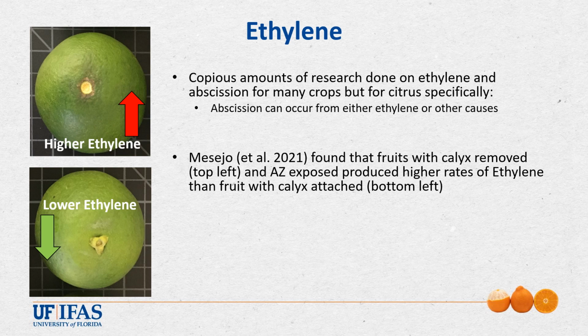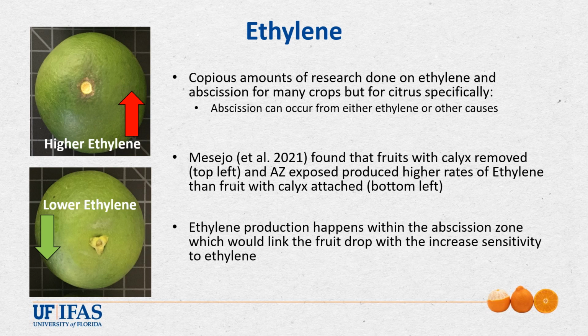A study done by Macejo in 2021 found that fruits that underwent a physiological abscission at AZC, shown on the top photo, produced higher rates of ethylene than fruit that were removed by force from the stem and not fully abscised, shown on the bottom. The findings from the study suggest that ethylene production does occur in the abscission zone, which would link pre-harvest fruit drop and ethylene production in citrus. Ethylene also works in tandem with other plant hormones that contribute to the process of pre-harvest fruit drop as well.